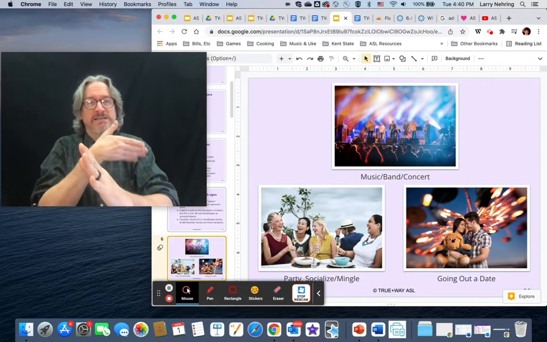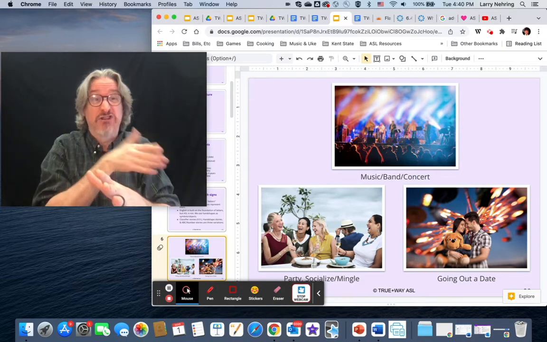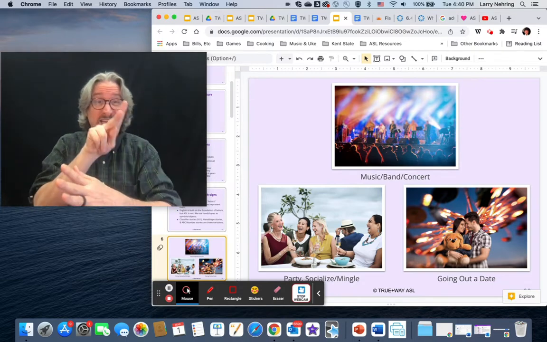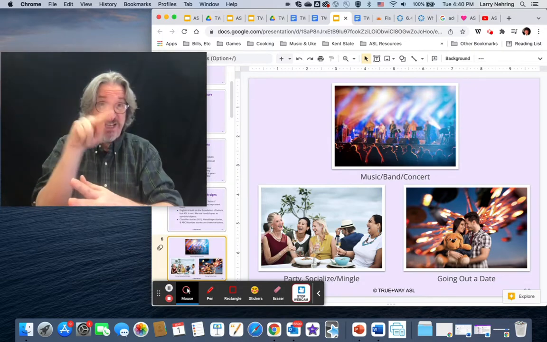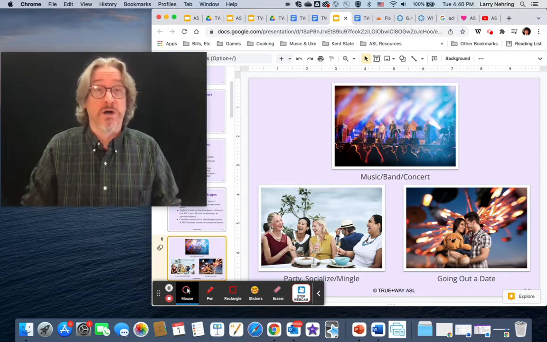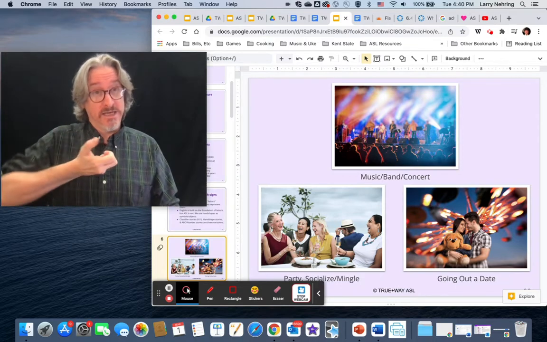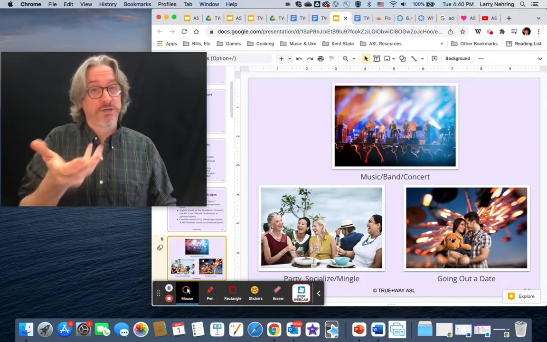So this is a generic sign for music. It really is a sign for hearing things, because English poetry tends to be like this, where ASL poetry is this. It comes from the heart, an expression.